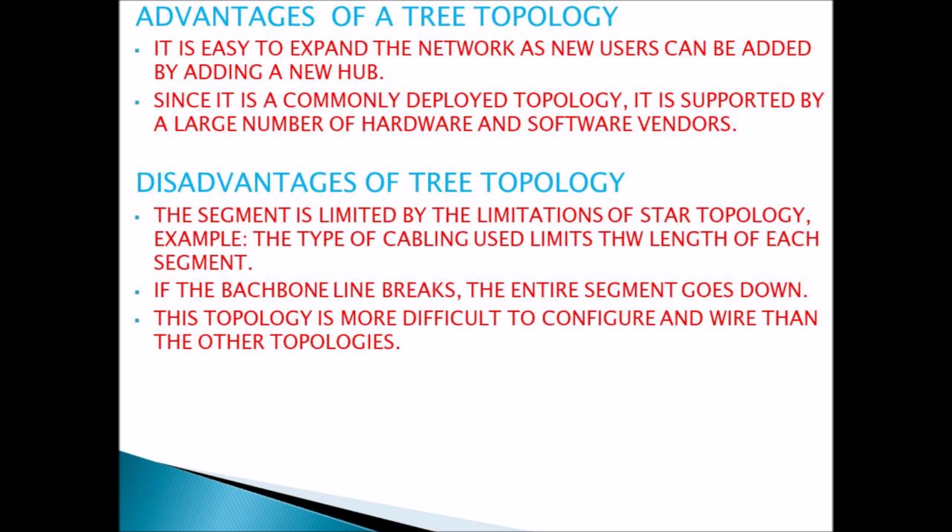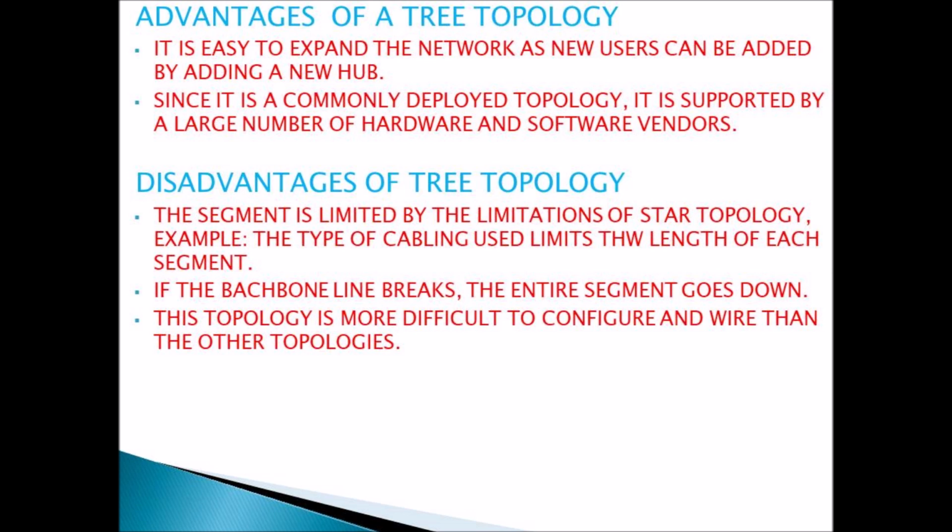If the backbone of the line breaks, that is, the bus topology breaks, the entire segment will fail. That is the main disadvantage of the tree topology. If the center line fails, the entire network will fail. This topology is more difficult to configure and connect, and wiring is also more difficult than in other topologies, because it has both bus and star topology, we use so many hubs, and in star topology the connectivity is more complex.